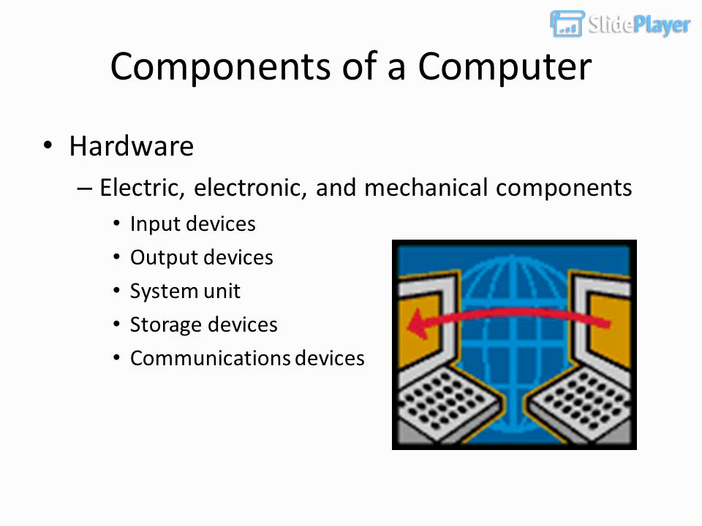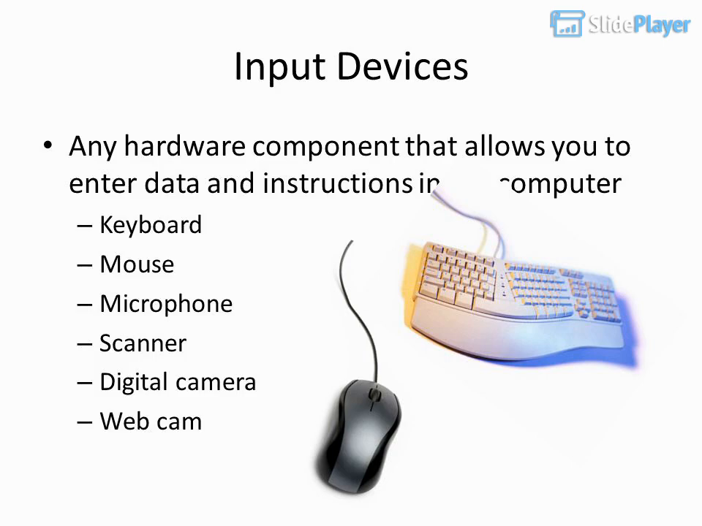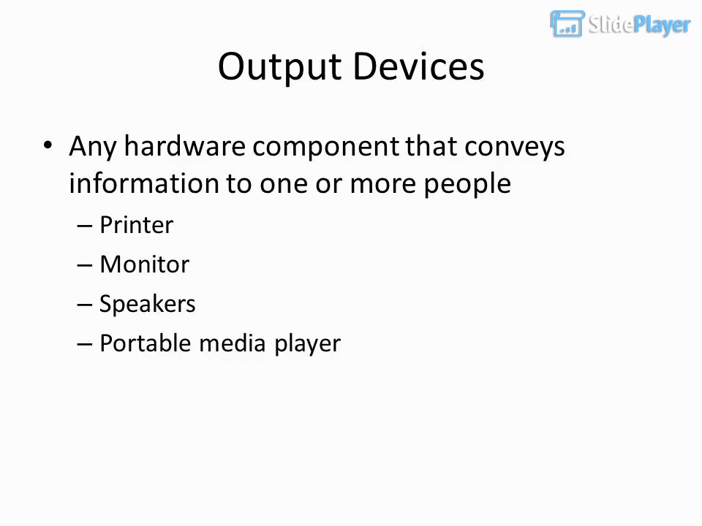Components of a computer. Hardware: electric, electronic, and mechanical components. Input devices, output devices, system unit, storage devices, communications devices. Input devices are any hardware component that allows you to enter data and instructions into a computer: keyboard, mouse, microphone, scanner, digital camera, webcam. Output devices are any hardware component that conveys information to one or more people: printer, monitor, speakers, portable media player.